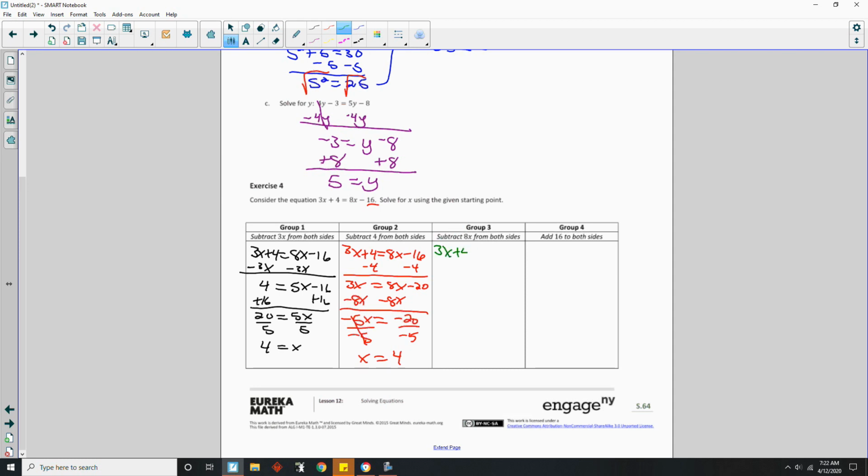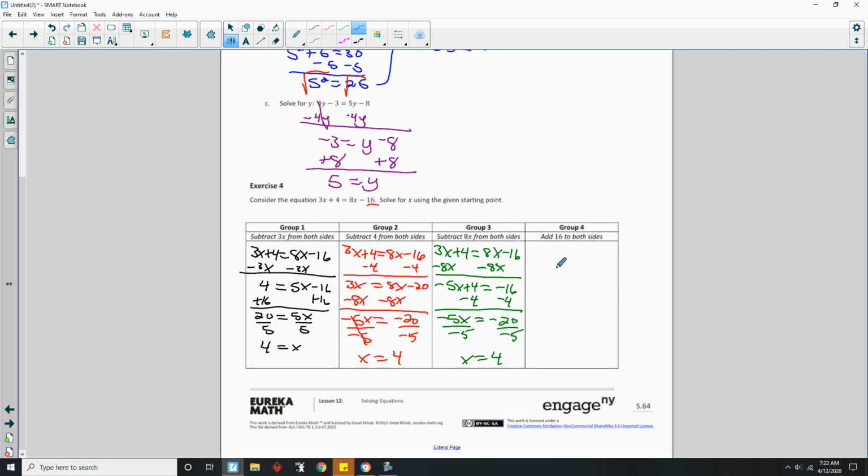Now we're going to take the same equation, 3x plus 4 equals 8x minus 16. Subtract 8x from both sides first. So here we subtracted 3x, here we subtracted 4. Now we're going to subtract the 8x first. 3x minus 8x is negative 5x plus 4 equals negative 16. Subtract 4 from both sides, and I'm going to get negative 5x equals negative 20. Divide by negative 5, and I get x equals 4.